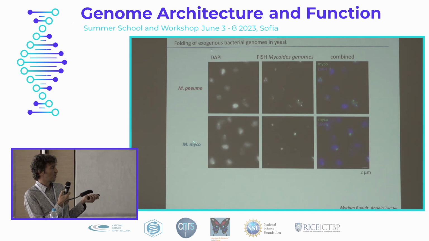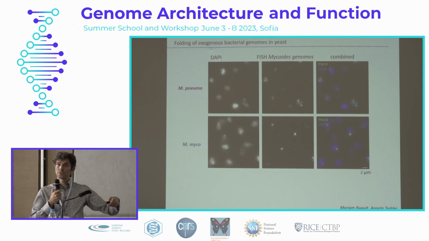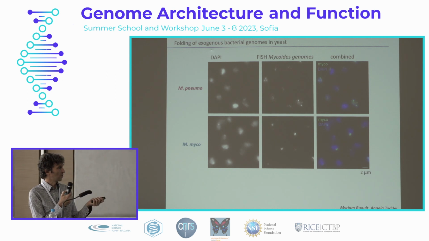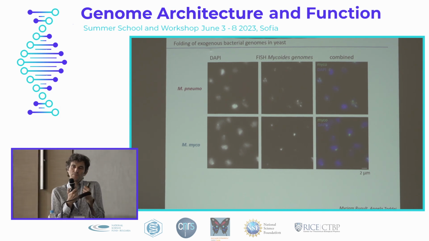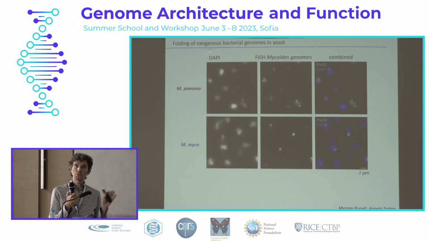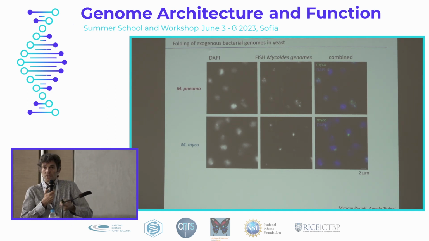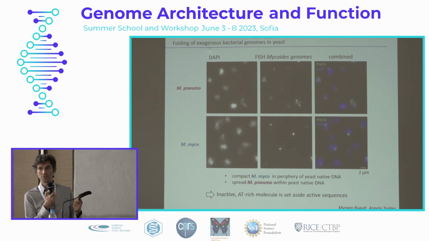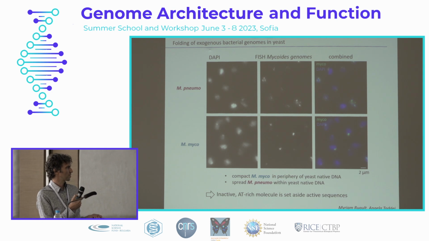When we do that for the Mycoplasma mycoides chromosome, which is inactive, instead of having this quite dispersed pattern, we have, as you can see, one large bright dot in most cells. This demonstrates that this chromosome, which in Hi-C behaves like being individualized and quite insulated from the rest of the chromosomes, is indeed in this position, making a kind of globule at the edge of the nuclear space. So this inactive AT-rich molecule is set aside from the rest of the active sequences in G1.